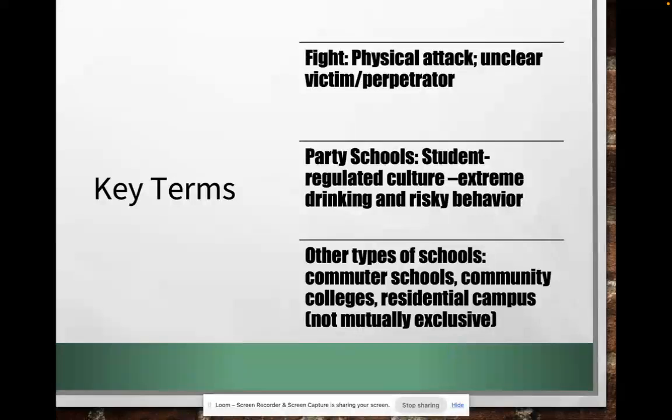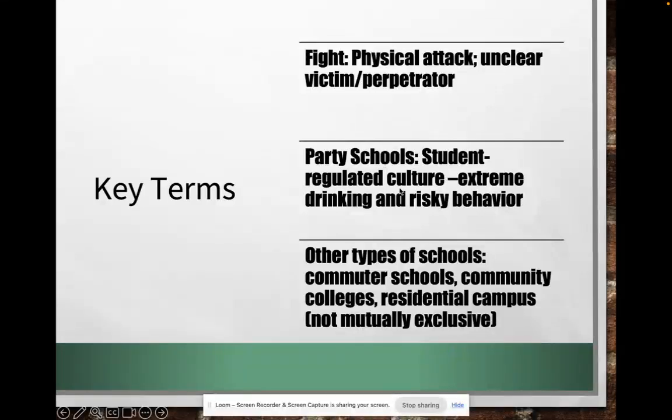So whenever you're collecting data, whenever you're presenting a research topic, or when you are presenting your group project to your classmates, you always want to define the important terms relevant to your topic, even if you think the majority of the people in your audience are going to know what that term means. And so here I define fighting as a physical attack with an unclear victim or perpetrator. And so that's important because if there's a clear victim and perpetrator, that might be a different type of crime or a different type of act.